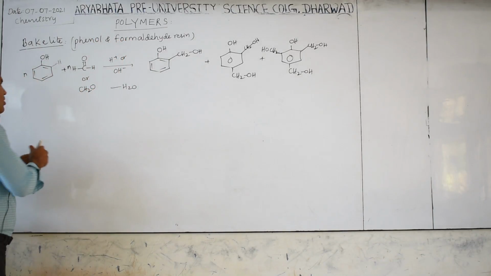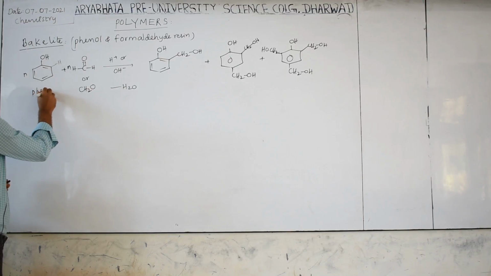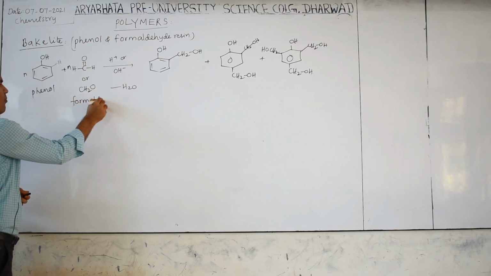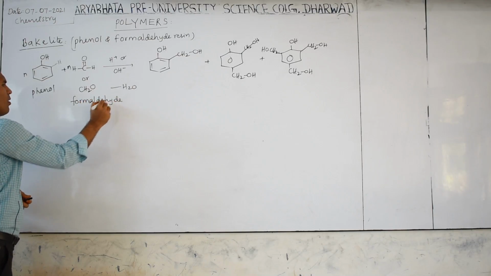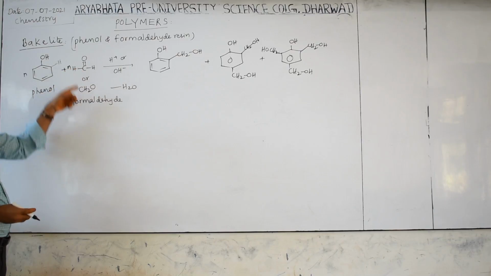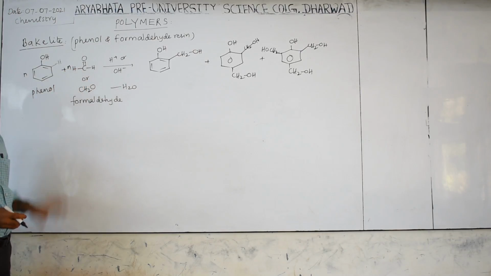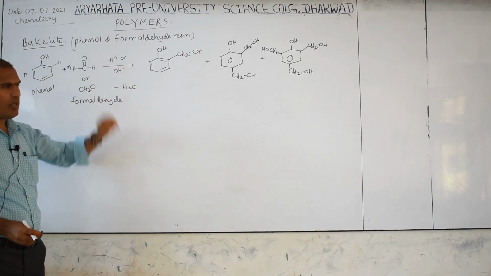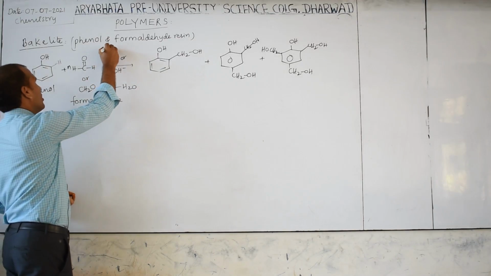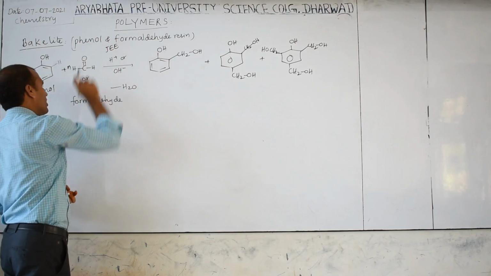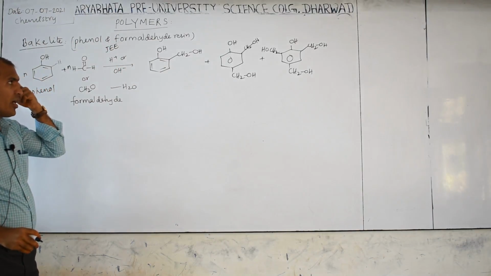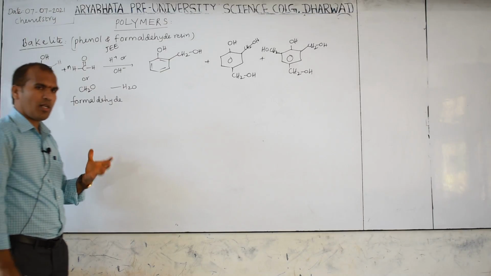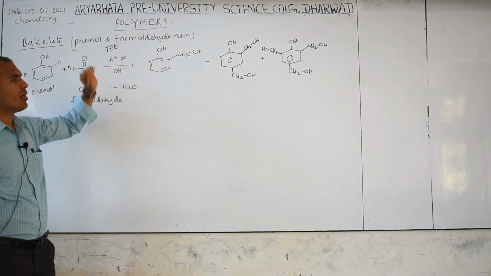Now this is phenol, this is formaldehyde, complete structure, otherwise you can write like this also, anyone you can write, no problem. This reaction takes place in acidic medium or basic medium. This question was asked in JEE Mains: phenol and formaldehyde combine to form bakelite in acidic medium, basic medium, both or none. So this is very important.